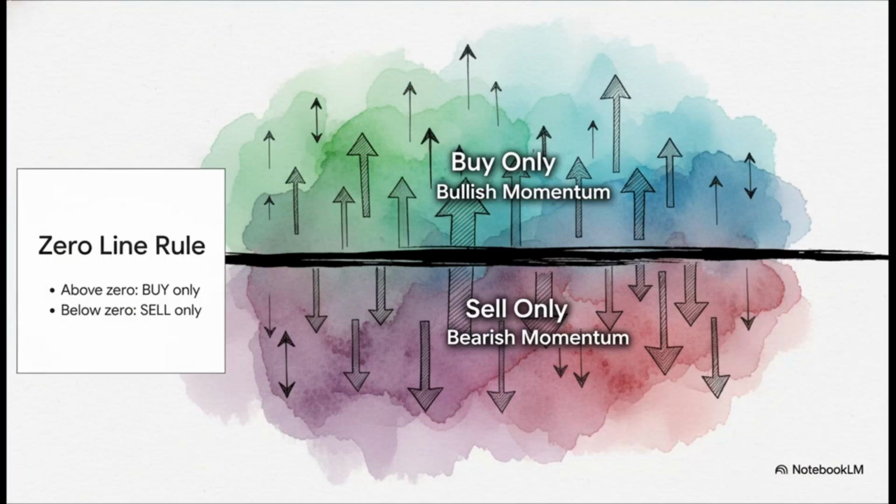So this trend writing system, it's not super glamorous, but man, it is highly consistent. The absolute foundation of it all is the zero-line rule. On your screen, just look for that horizontal line right in the dead center of your MACD panel. If the MACD line is above 0, you only look for buy setups, period. If it's below 0, you only look for sell setups. This is a non-negotiable law. It instantly stops you from fighting the trend.